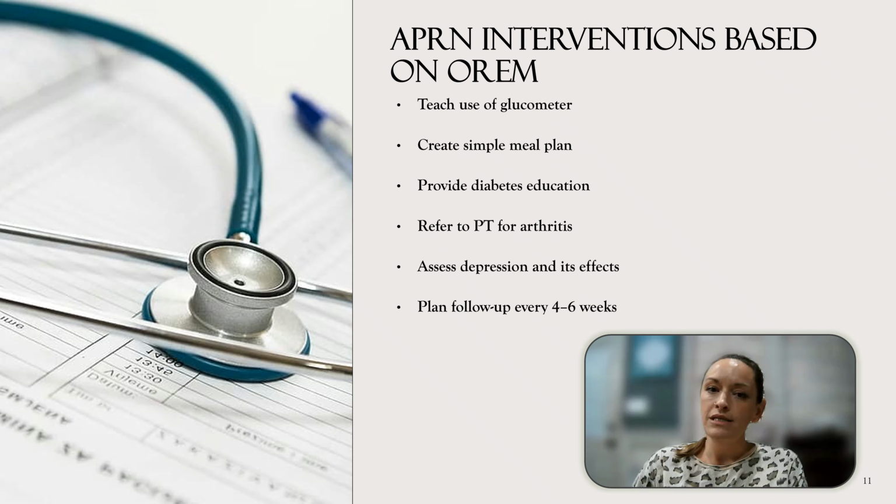Because her arthritis limits mobility, we can refer her to physical therapy to improve her joint function and help reduce her pain. We also assess her mood and screen for depression, since emotional health impacts our self-care. Finally, we'll schedule follow-up visits every 4 to 6 weeks to reinforce progress and adjust the plan as needed. Each of these steps strengthens her self-care agency and moves her closer again to her own independence.